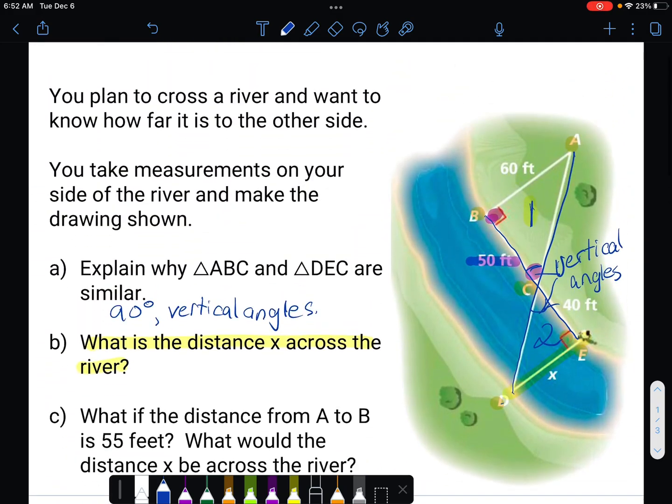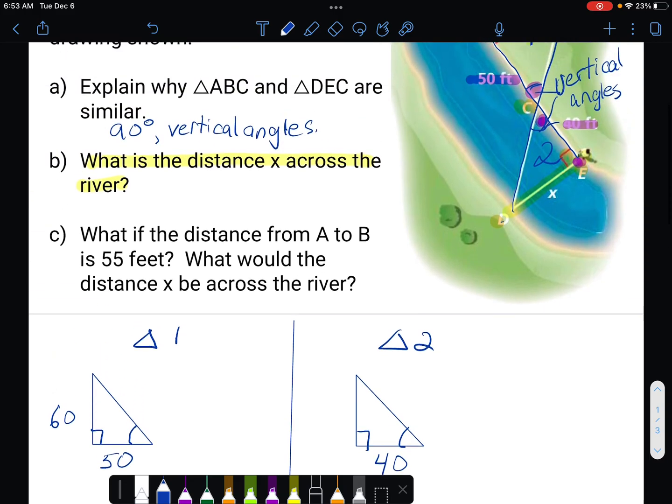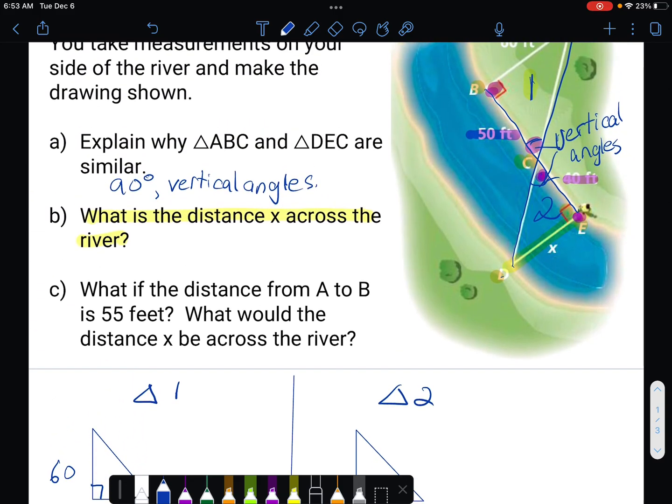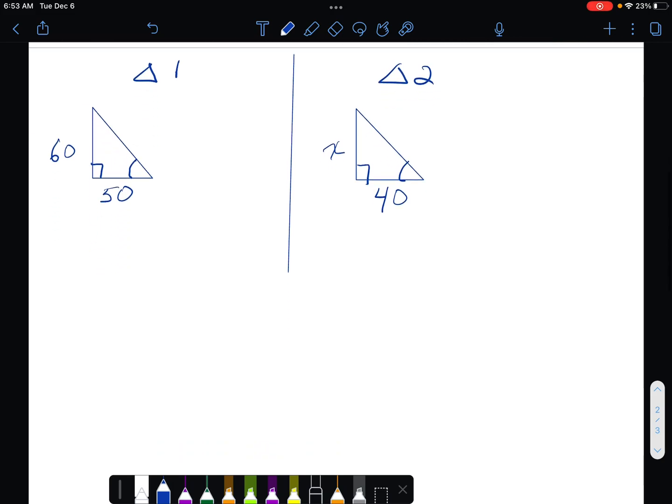And now for my triangle 2, I see that between the vertical angle and the 90-degree, that's where my 40 foot goes. So I write my 40 foot down there. See how I'm using the angles that I identified as reference points to write out the sides and get it correct? And I see the x is also on the leg off of the 90, so that has to be over here. And now I'm ready to write out my proportional statement.